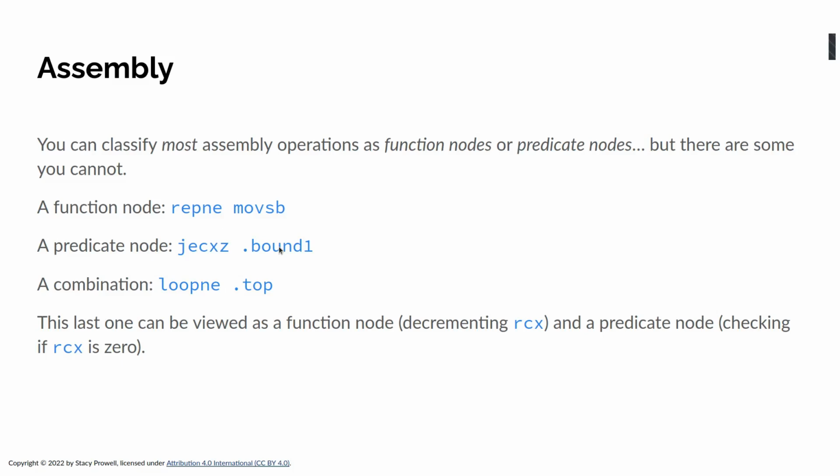They don't all fit in that category very nicely. This one doesn't fit that way. What does loop NE do? Well, it first decrements RCX, and then it checks to see if the not equal flag is set. Checks to see if the zero flag is clear. And it checks to see if RCX is 0, and it branches based on that. So it's more like a combination of a function node, decrementing RCX, and then a predicate node, checking if RCX is 0, and also checking the zero flag. So there you go.